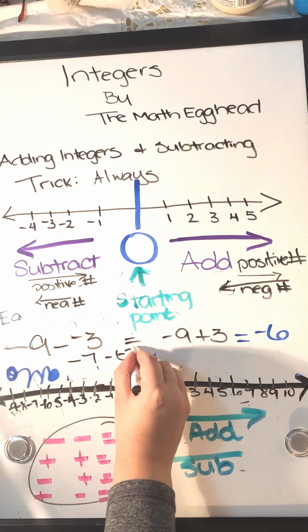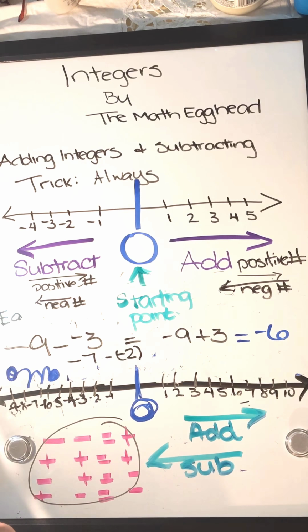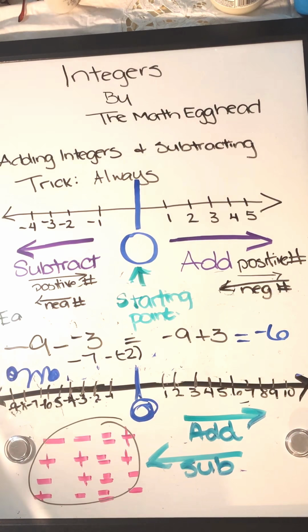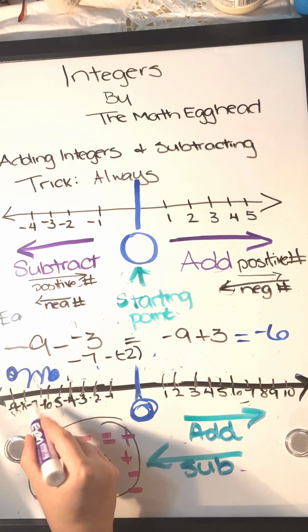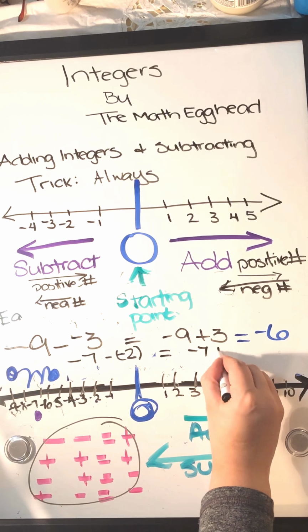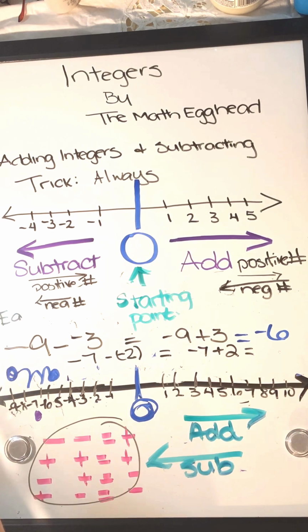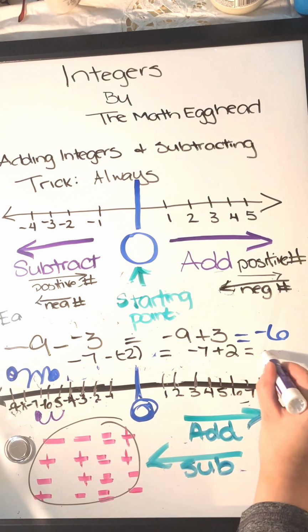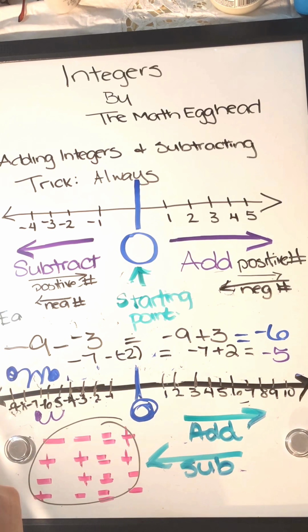What about if we had negative 7 minus negative 2? Well, we know the negative and the subtraction, those two like symbols are negative. When you multiply them, they turn into a positive. So it's negative 7 plus 2, and that would equal negative 5. Let me show you on the number line what that looks like. Negative 7, positive 2, 2 spaces to the right, negative 5.